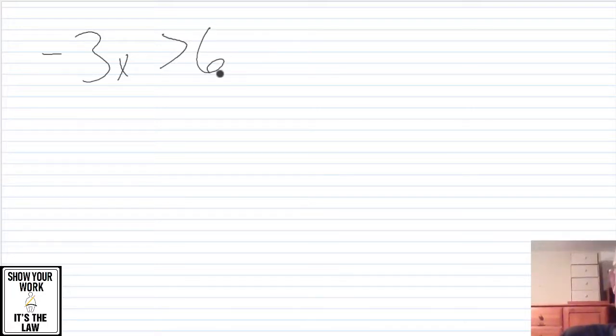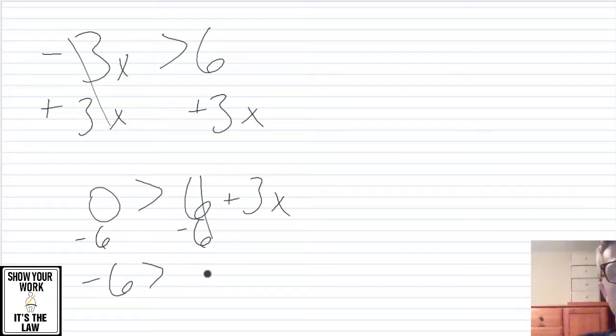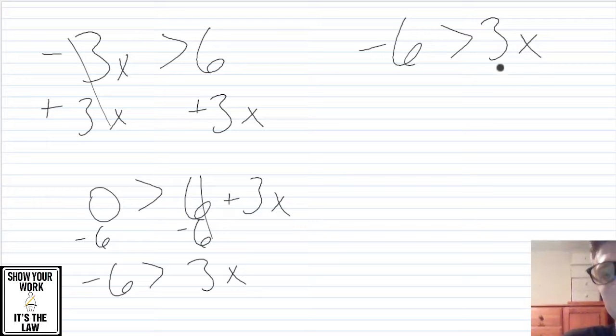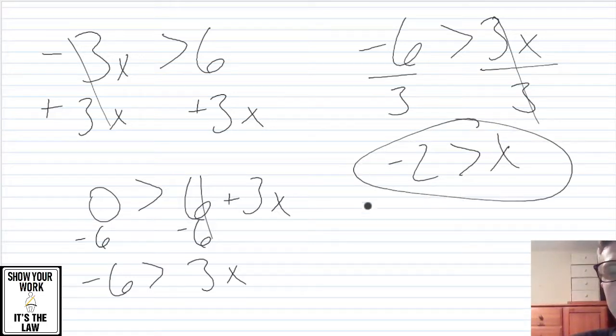Alright. So let's say we didn't want to divide by a negative. Let's just add plus 3x to both sides. So now we have 0 is greater than 6 plus 3x. And now if we wanted to get x by itself, we just subtract 6 from both sides. -6 is greater than 3x. And then I'll just rewrite it up here. If we wanted to get x by itself, divide by 3. That gives us -2 greater than x, which is what we had the first time.